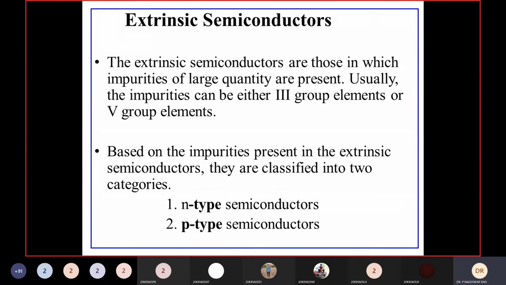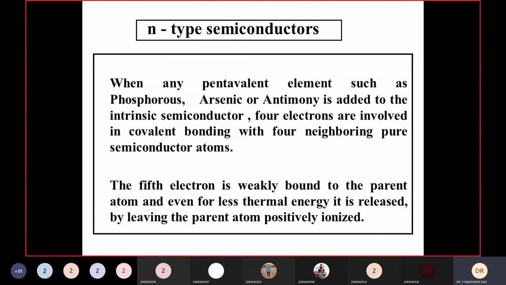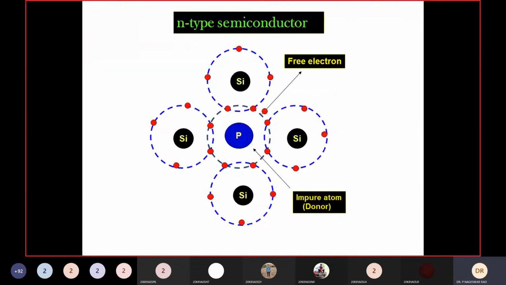First we will discuss the N-type semiconductor. When we dope a pentavalent element such as phosphorus, arsenic, or antimony into the intrinsic semiconductor, what happens? See, we are adding phosphorus. Phosphorus means pentavalent, so it has 5 electrons. Of those, 4 electrons bond with the surrounding silicon atoms.